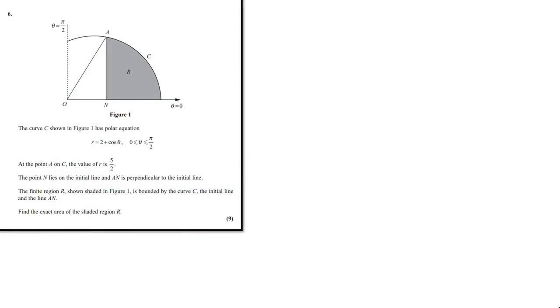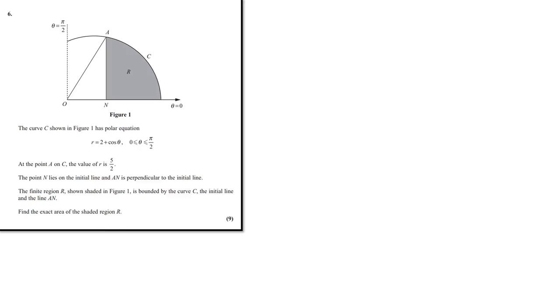Taking a look at question 6 now, we have a question dealing with polar coordinates and polar equations. What we've got here is the curve C shown in figure 1, which has the polar equation r equals 2 plus cos theta. Now we're told a bit more information below, so we know at the point A on C, the value of r is 5 over 2, so that's this point here. We know the point N lies on the initial line, and AN is perpendicular to the initial line. We've then got the finite region R, which is what's shaded. That's bounded by the curve C, the initial line and the line AN. What we want to do is find the exact area of the shaded region R.